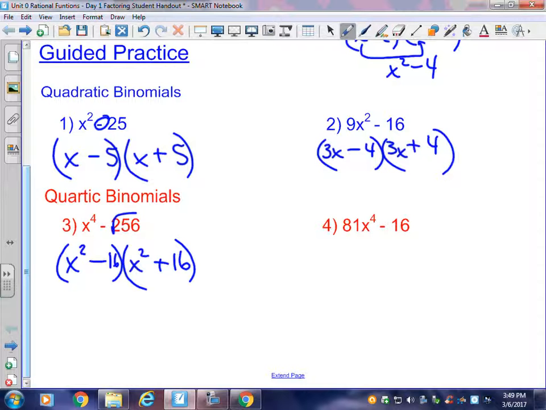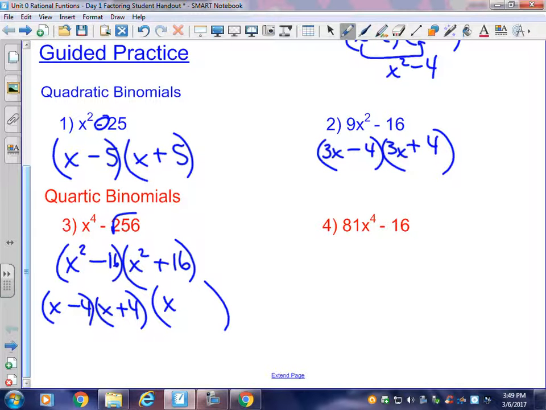But when I look at this quartic, now that it's factored, it's got squares still in it, and still looks like I could do it again. So I do it again. x times x makes x squared. 4 times 4 makes 16. Negative times positive makes negative 16.